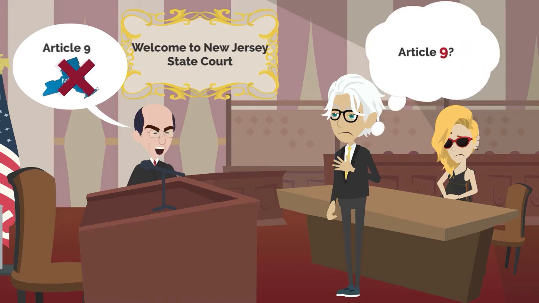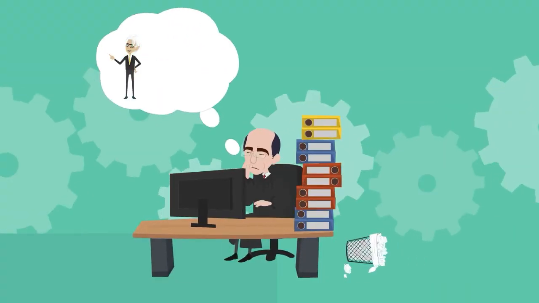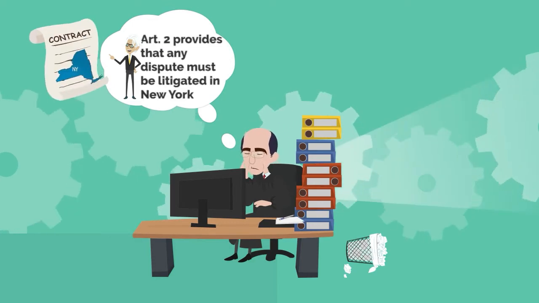But Debbie's lawyer is surprised that the judge keeps talking about Article 9 instead of Article 2. So he files a motion for reconsideration in which he reminds the judge that he said that the relevant part of the contract is Article 2.